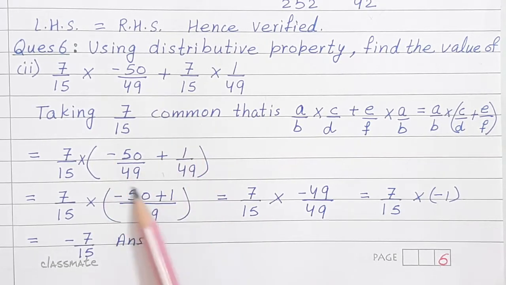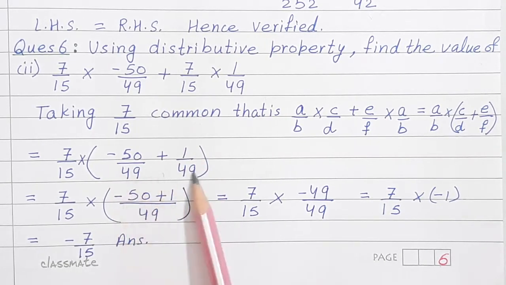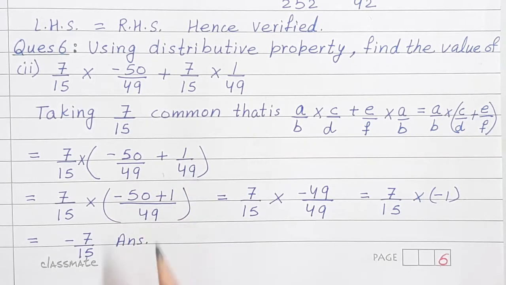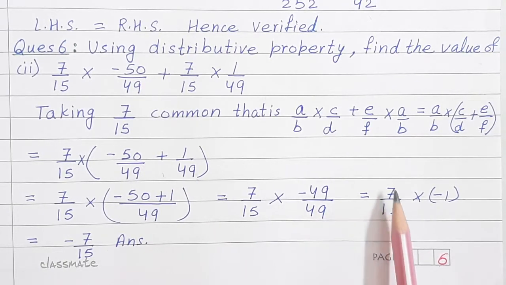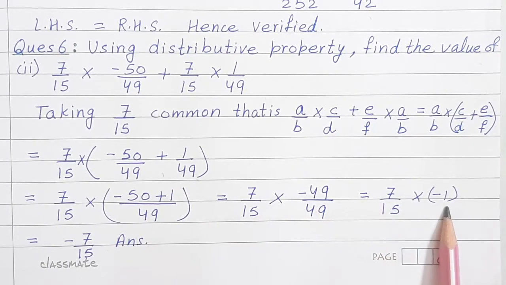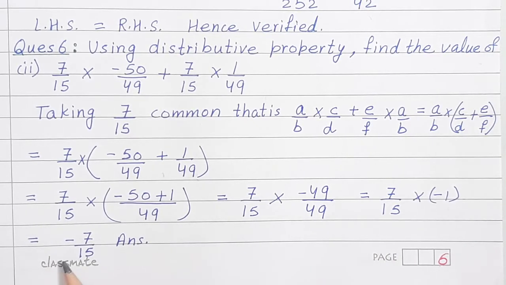So let us solve the bracket here first. So you can see the denominator is same. So after solving the bracket, the answer here is minus 1. So 7 upon 15 into minus 1 is minus 7 upon 15. Clear?